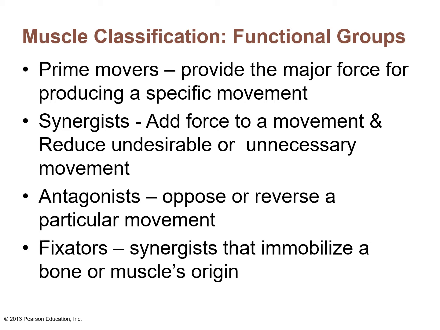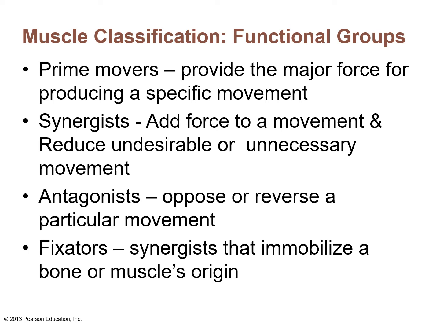Say, for instance, the prime mover of forearm flexion is the biceps brachii, and underneath it is a muscle called the brachialis. So the biceps brachii is the prime mover. The synergist would be the brachialis, which is underneath it.